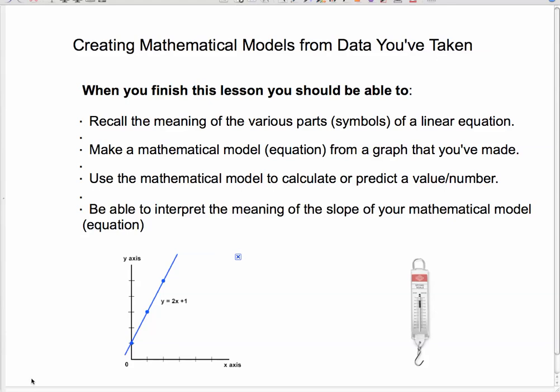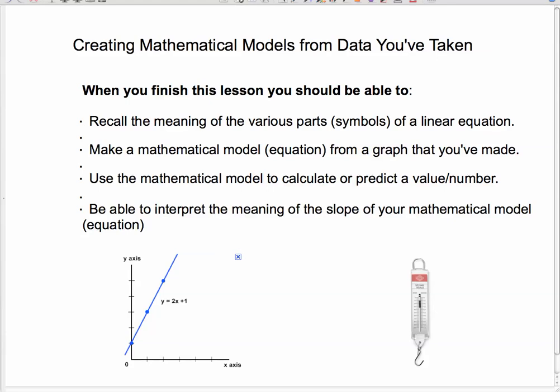In this fourth segment of the video, we're going to continue creating mathematical models from data you've taken. I want you to recall that when you finish this lesson, you should be able to recall the meaning of the various parts or symbols of a linear equation. You should be able to make a mathematical equation from a graph that you've made, use that mathematical model to calculate or predict a value or number, and be able to interpret the meaning of the slope of your mathematical model.